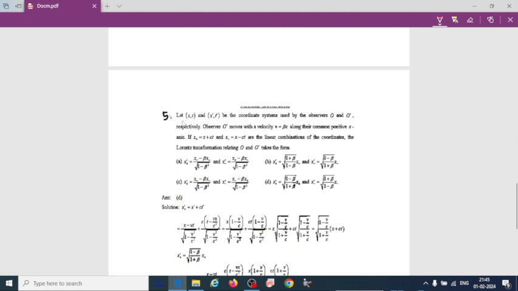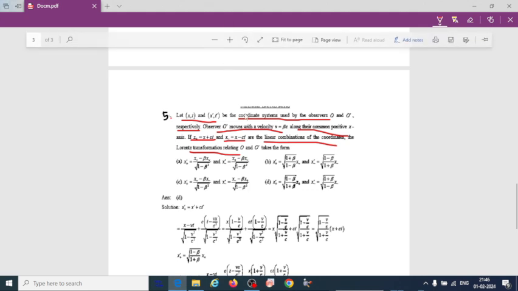So another question: let two frames of reference with coordinates x, t and x prime, t prime be the coordinate systems used by the observers O and O prime respectively. Observer O prime moves with a velocity v equal to beta times c along their common positive x-axis. If x plus equals x plus ct and x minus equals x minus ct are the linear combinations of the coordinates, the Lorentz transformation relation relating O and O prime takes the form.